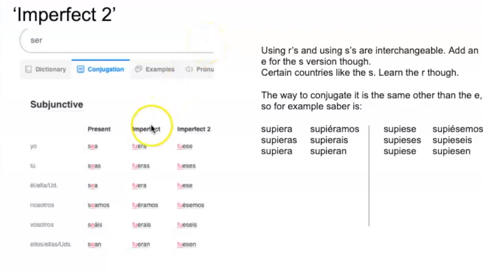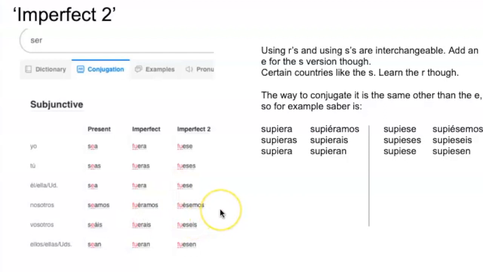So here you can see fuera, yo fuera. And then here it's fuese. So the R becomes an S, the A becomes an E. For this one, the R becomes an S, fuera, fueses. The A becomes an E, and then the S stays the same. The same with the other ones too.